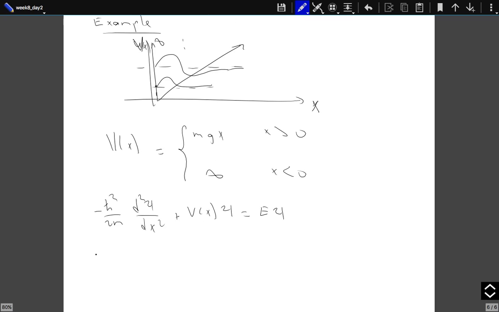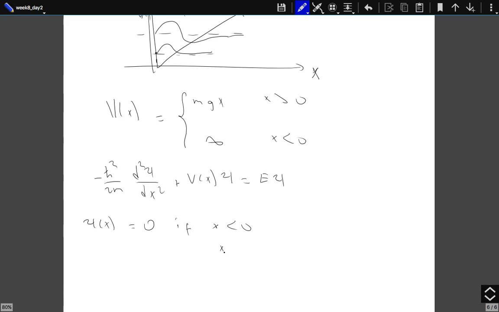Now for psi of x, since we have infinite potential in the x less than 0 range, this should be 0 if x is less than 0. Otherwise, that equation cannot be satisfied. V is infinite, psi should be finite, psi should be 0 so that the product can be 0. And we can satisfy this equation. The left-hand side will be 0, the right-hand side will also be 0.